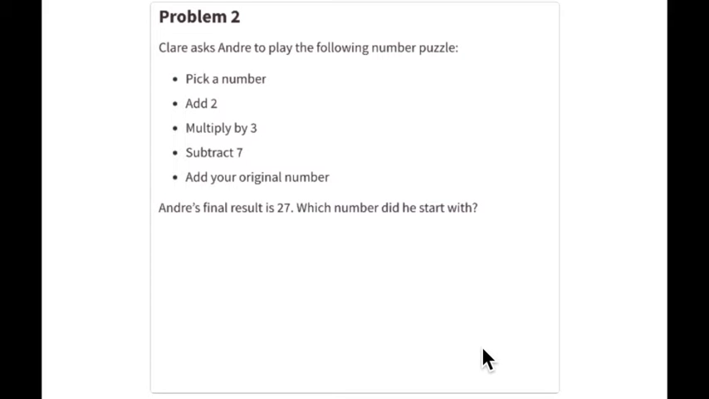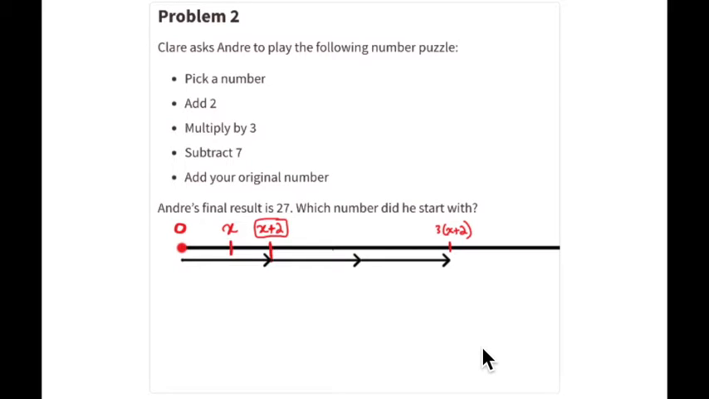All right, so to make a drawing of this problem, you just start out. I'm going to start at 0, and it says pick a number, that's x. So here's x right here. I don't know what it is. I'm just going to put it on the number line.